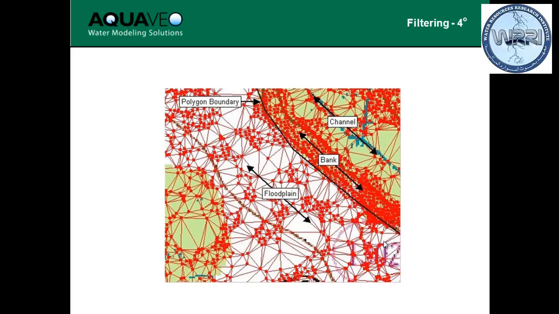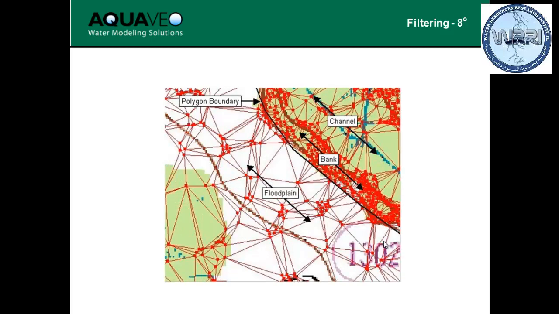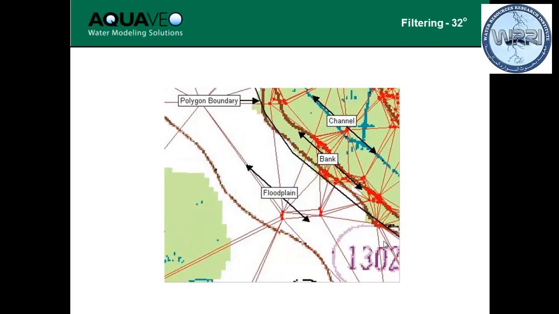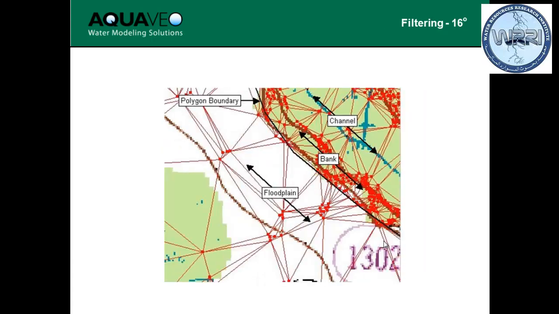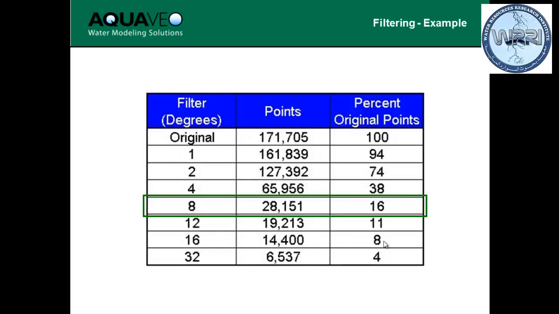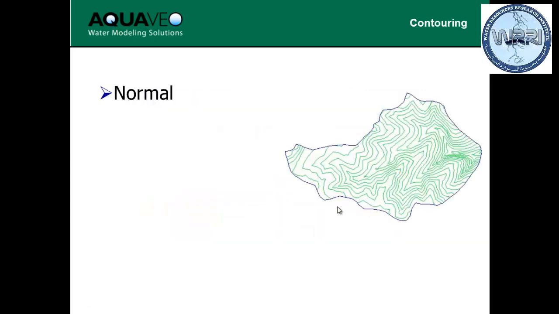If you have too much data, which probably isn't a problem here, here you have too little data. But if you have too much data, then you'll need to thin it out. Somebody did a study with different angles of filtering, and they discovered that if you filter to 8 degrees, you'll end up with 16% fewer points, but you will still get an accurate hydraulic model. So you'd use the 8-degree filtering, but for here, that's not something you'd use unless you have LiDAR data.